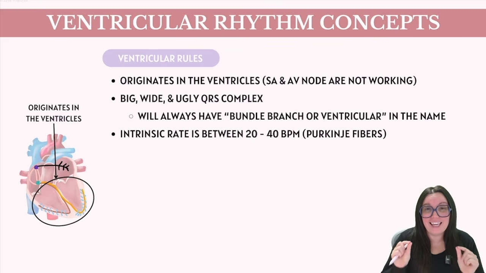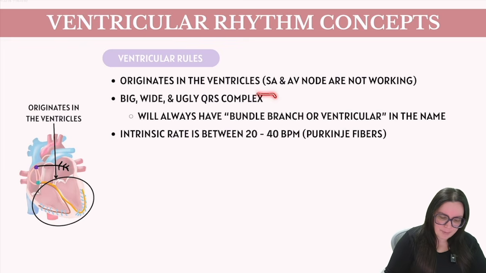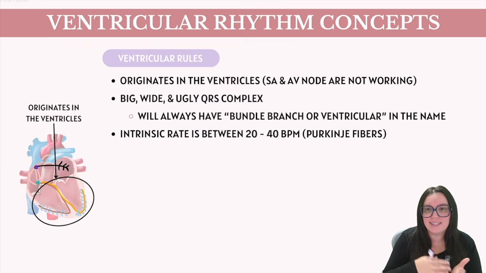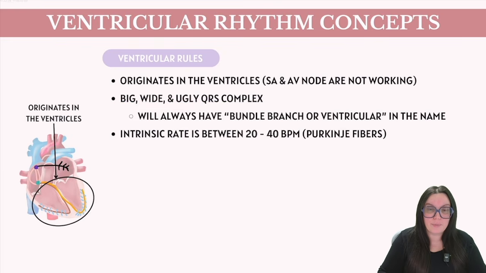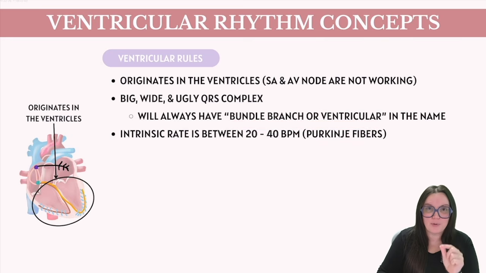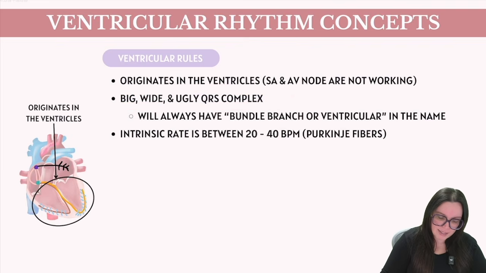The big thing we've been talking about in all of our videos is that when we see a big, wide, and ugly QRS, this is where it is coming from. It's somewhere within our ventricles or our bundle branches. So anytime you see a big, wide, ugly QRS complex, know that it is always going to have bundle branch or ventricular in the name. That is the biggest key I can give you whenever you're taking those ECG exams: if the big, wide, ugly QRS is taking place, it's always going to have bundle branch or ventricular in the name.